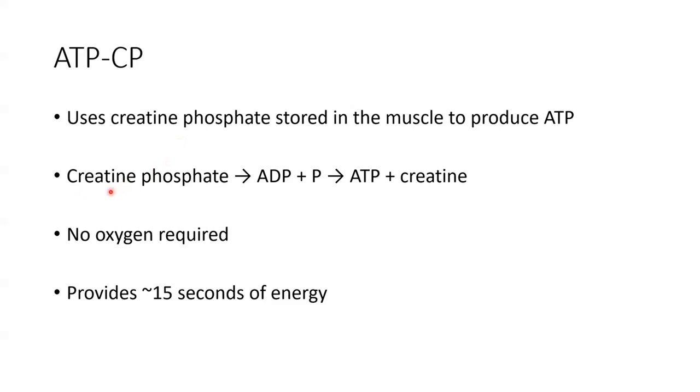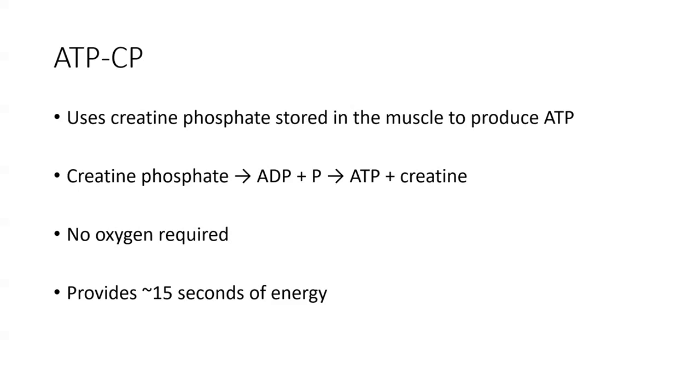So when creatine phosphate is broken down, it becomes creatine and a phosphate. That phosphate then combines with our ADP, and it forms ATP and creatine. Now, because this creatine phosphate is stored within the muscle, no oxygen is required for this process to occur, so it all occurs very quickly. So when we need a quick burst of energy, this energy system is what's going to produce that ATP.